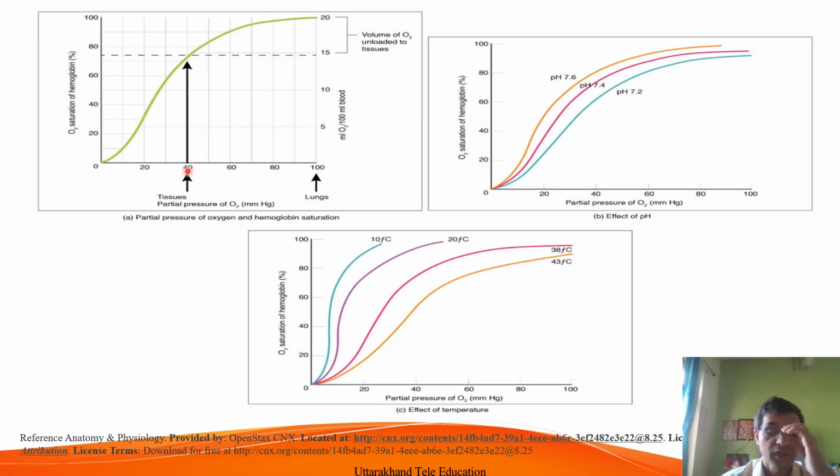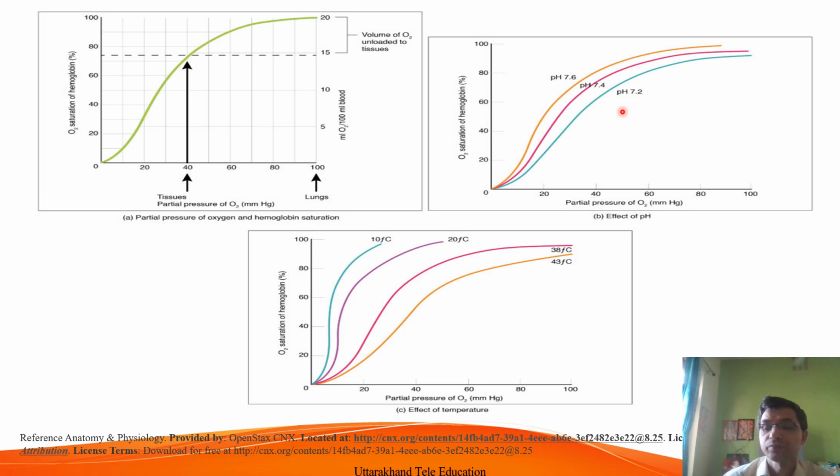Now these are the graphs. This is the partial pressure. The tissue's partial pressure is 40 mmHg, and approximately 75% is the saturation percentage of this hemoglobin molecule. And this is the unloaded volume, 15 to 20. This is the volume in the lungs. Here you will see some factors which are responsible for this dissociation.